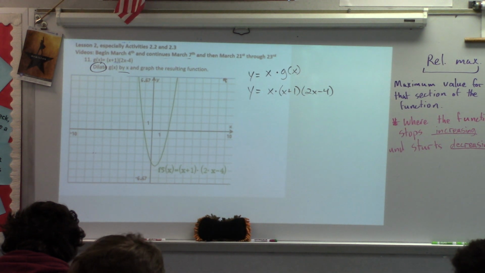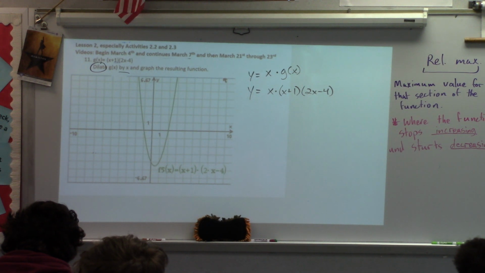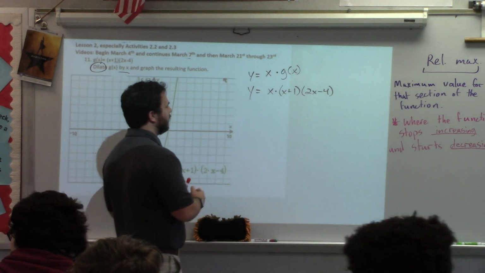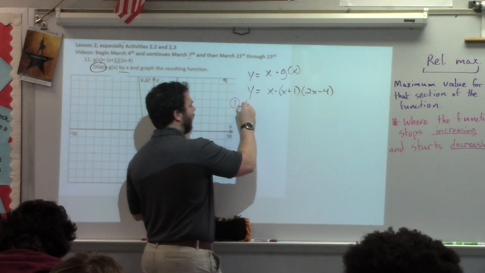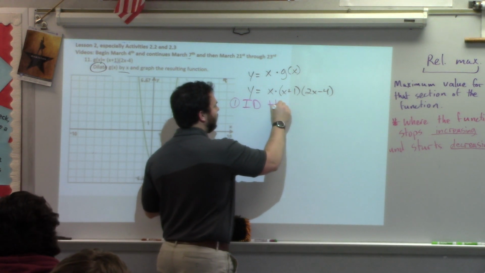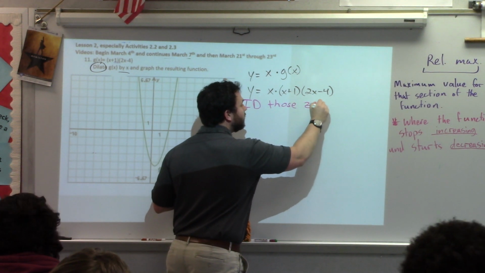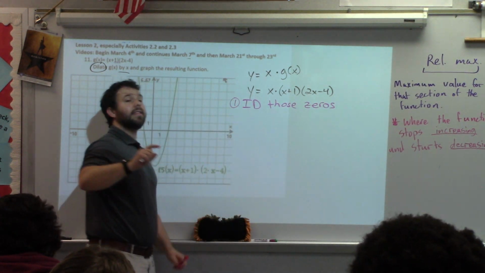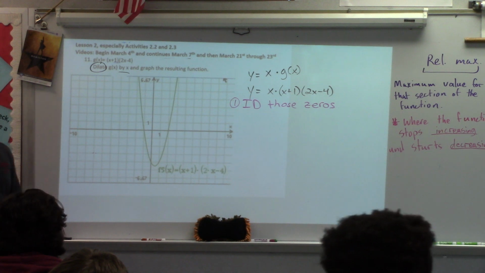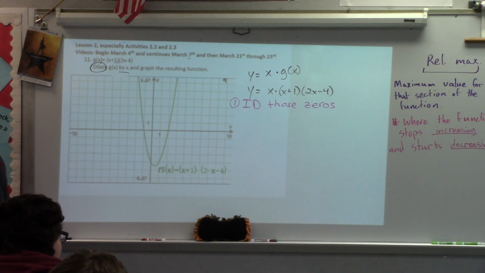Now, y'all need to remember this next part. What's the first thing we need to do? Identify the zeros. Don't ever forget that. I.D. those zeros. And we literally talked about this in number 10, and this is why Miss Courtney and I decided to add question number 10 in there.